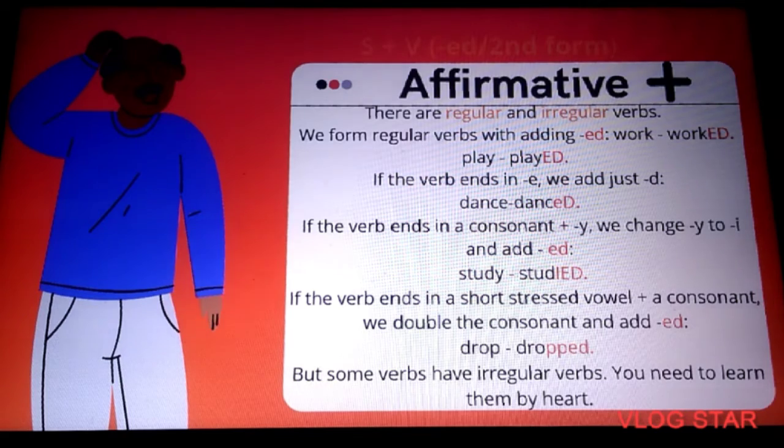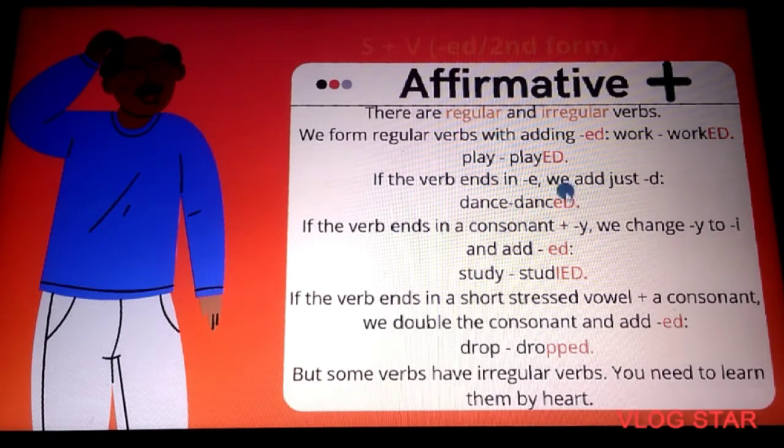Affirmative, what is it? It is the positive verb. We can also name it plus. There are regular and irregular verbs. What are they? We're going to talk about that. We form regular verbs by adding ed. For example, walk, walked, play, played. As you see, we just add ed. But if the verb ends in e, we add just d. We mustn't add ed once more. If we see there is an e, we just add this d at the end. Okay, I hope that you understand.